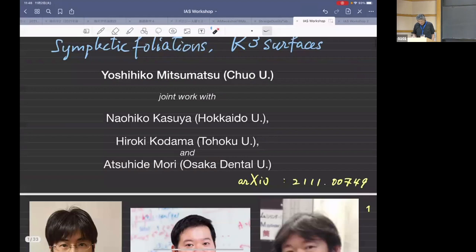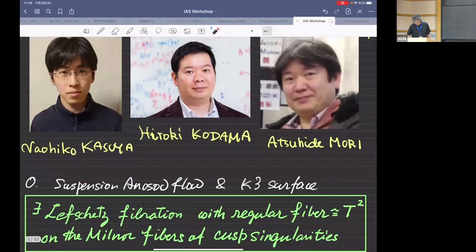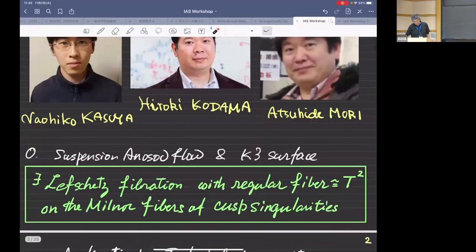So, here are three people with whom I collaborated on this subject. Let me introduce them. The first one is Naohiko Kasuya, the second in the middle is Hiroki Kodama, and the third is Atsuhide Mori. So let's start.